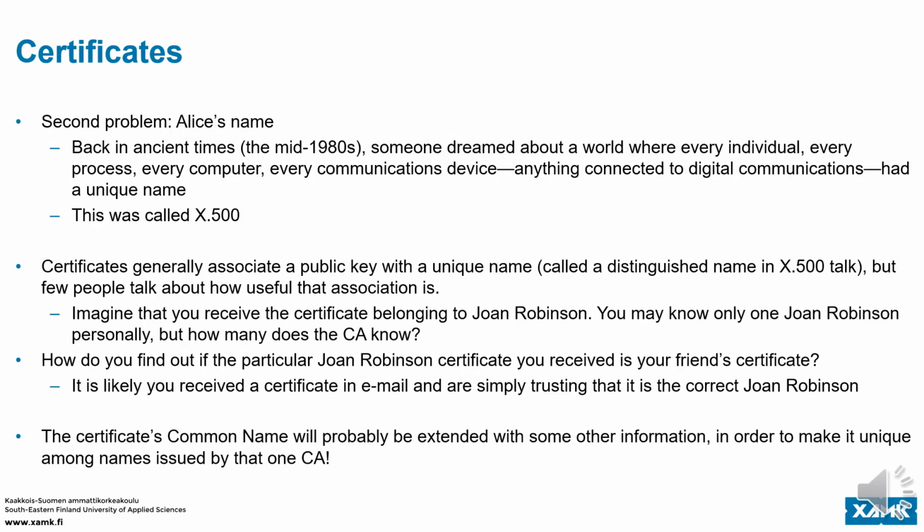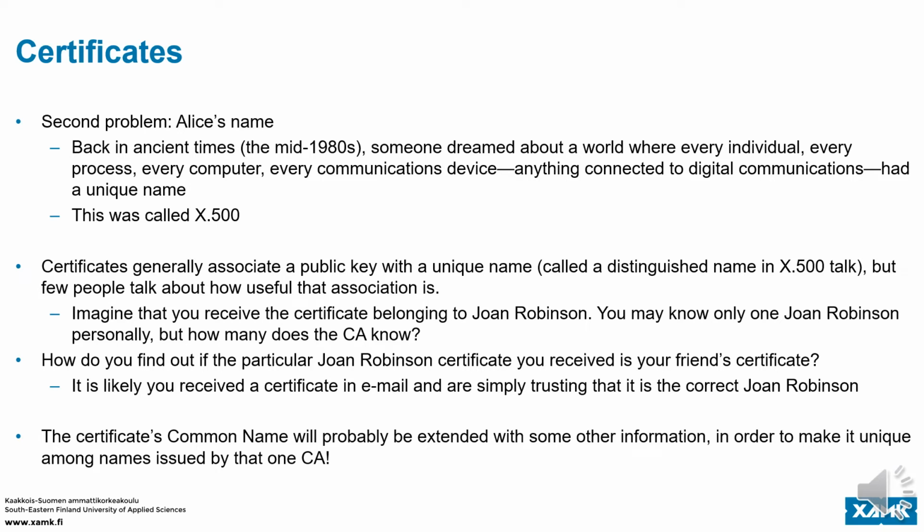Let's get back to the second problem, Alice's name. Back in ancient times, someone dreamed about a world where every individual, every process, every computer, every communications device, generally speaking anything connected to digital communications, had a unique name. These names would be held in a vast distributed database held by multiple people in multiple locations. This was called X.500. Certificates generally associate a public key with a unique name called a distinguished name in X.500 talk, but few people talk about how useful that association is.